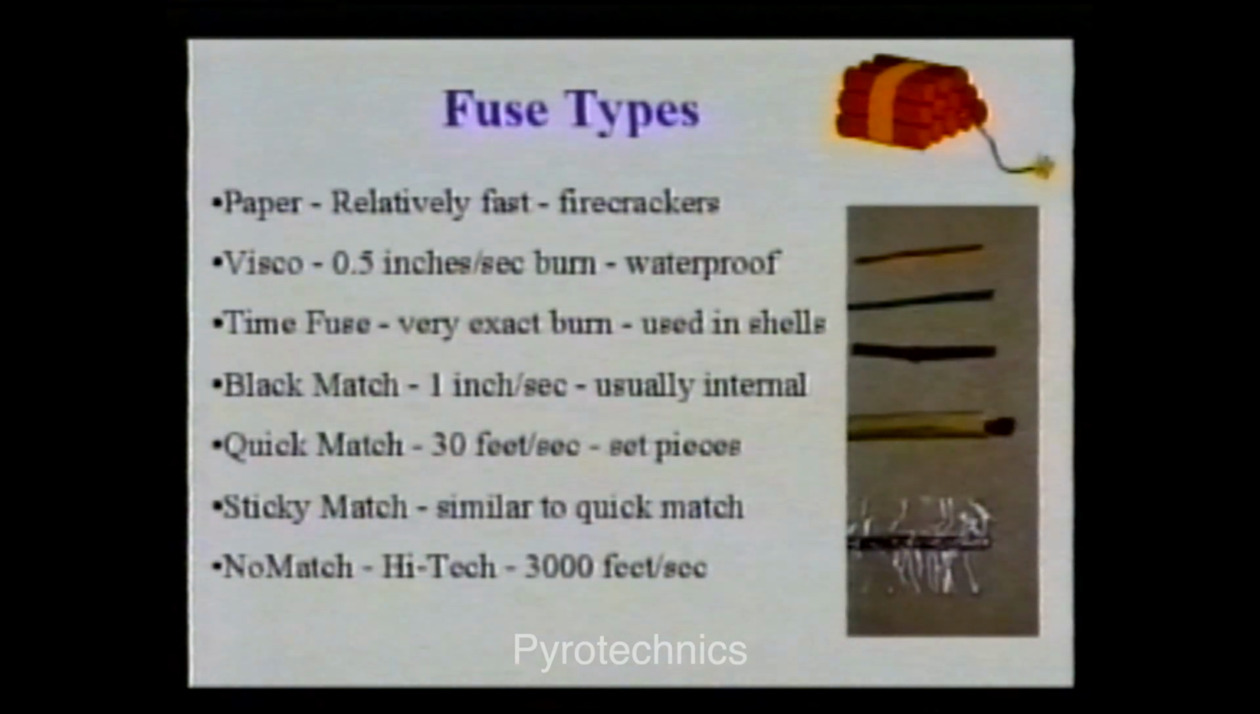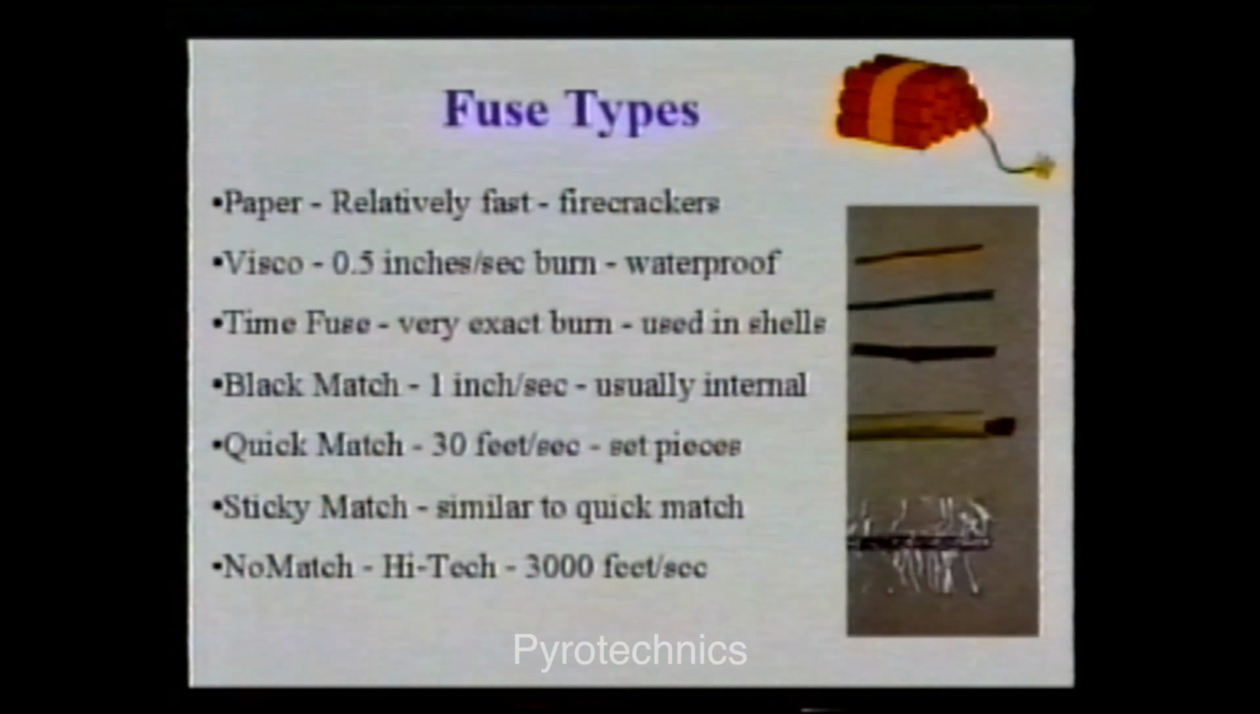Let's briefly talk about some of the types of fuse that are used in fireworks. The paper fuse is relatively fast and generally used pretty much only in firecrackers these days. Visco fuse is a waterproof fuse that generally burns at a fairly set rate of about 1/2 inch per second. Time fuse is that material that's used on the interior of shells to give you a very exact burn rate. You can cut it to a certain length and know it will burn exactly that long. Black match is another type of internal fuse, usually burns at about 1 inch per second.